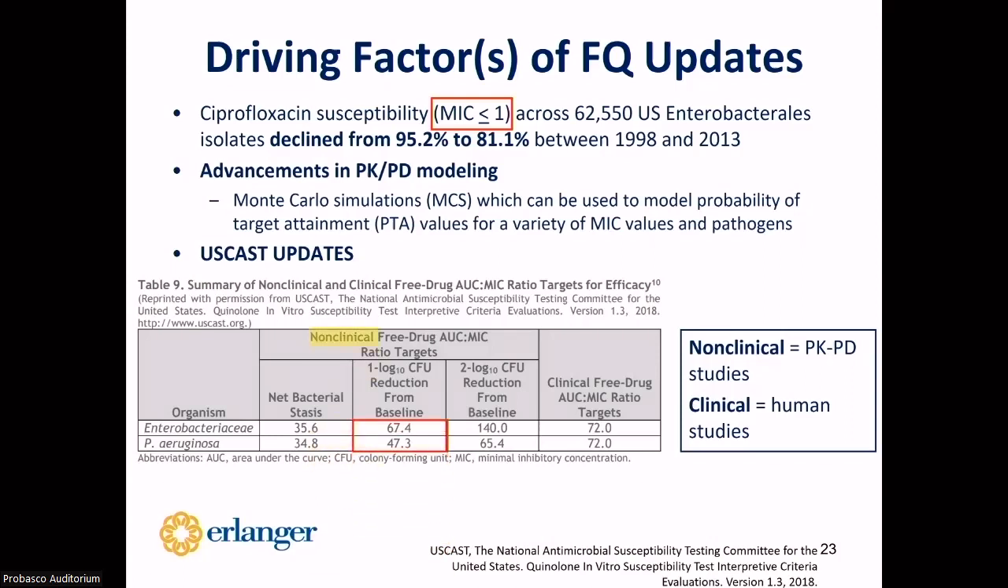So when cross-referencing PK/PD studies and human studies, a non-clinical AUC to MIC target of 67.4 for Enterobacterales and 47.3 for Pseudomonas, each translated to a clinical free drug AUC to MIC target of 72. With that being said, 72 is the magic number that we will be looking for in a lot of the following slides, so just keep that one in mind.